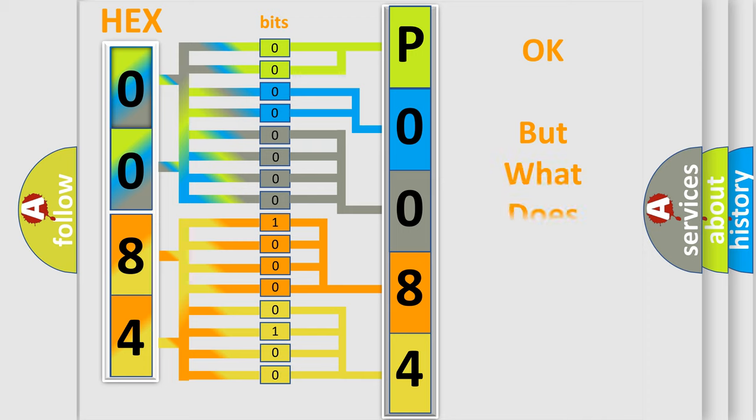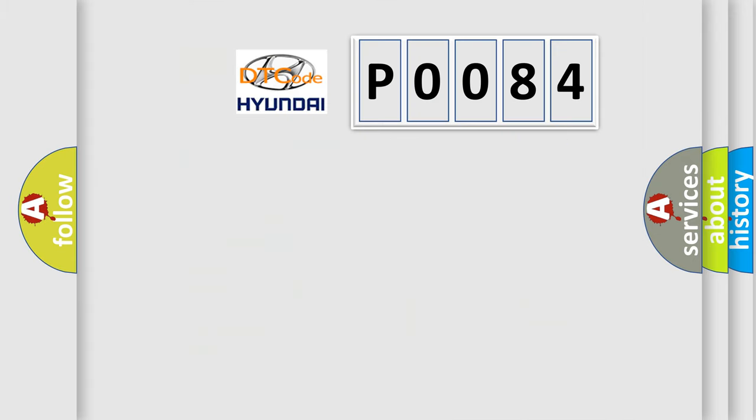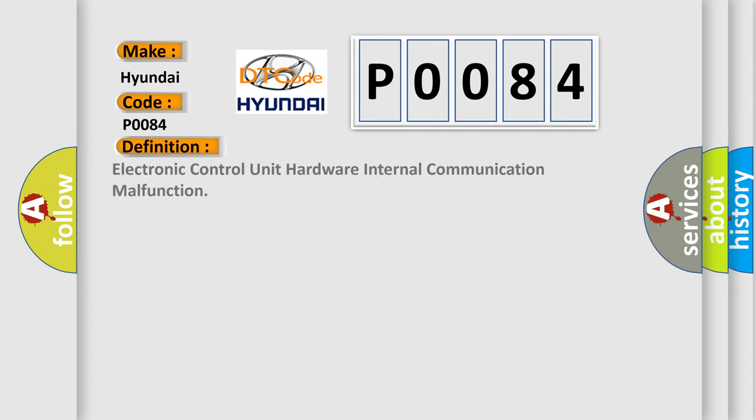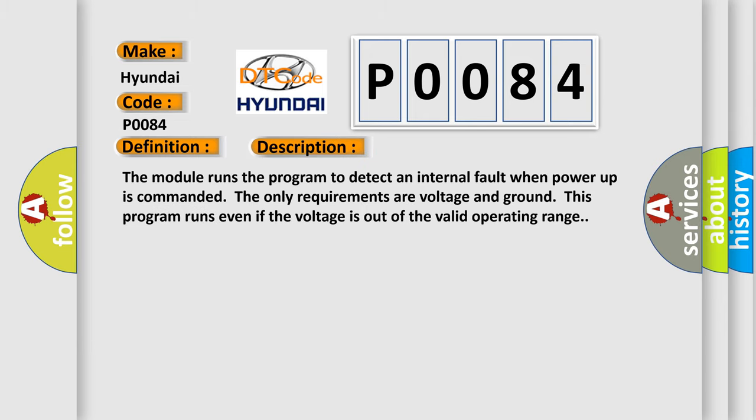The number itself does not make sense to us if we cannot assign information to what it actually expresses. So, what does the diagnostic trouble code P0084 specifically mean for Hyundai? The basic definition is: electronic control unit hardware internal communication malfunction. And now this is a short description of this DTC code. The module runs the program to detect an internal fault when power up is commanded.